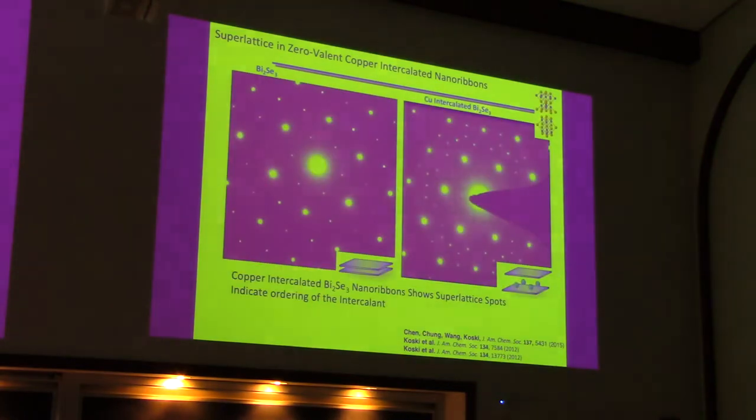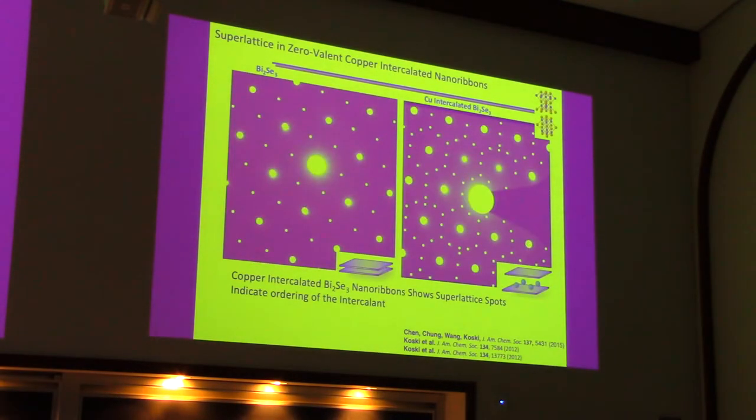We see the same with single crystal diffraction. So just to give you an example, here's a copper intercalated bismuth selenide nanoribbon. We'll see those superlattice spots indicating the ordering of the intercalant. With copper at 60 atomic percent, it sits as a hexagon, and we know that it sits as a hexagon with a copper-copper distance of about 2.56 angstroms. That's actually the copper-copper distance of a 111 FCC copper.